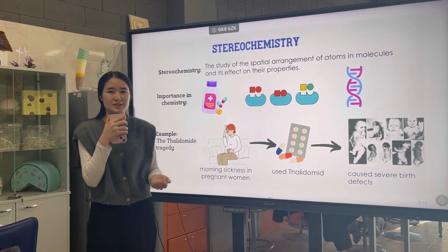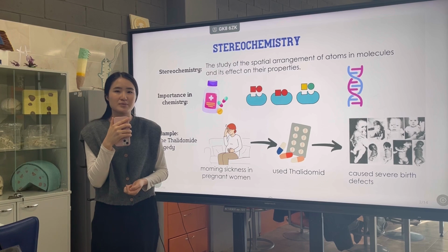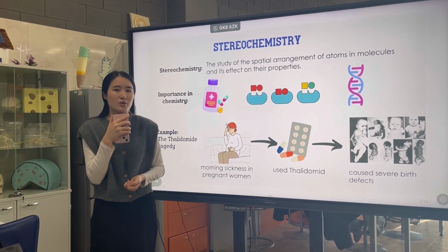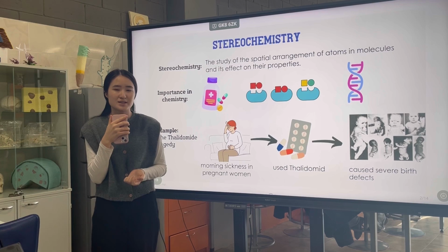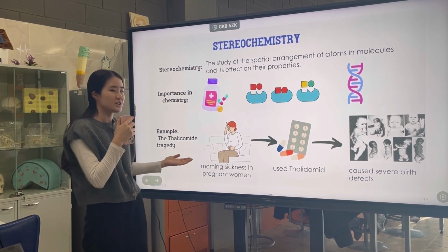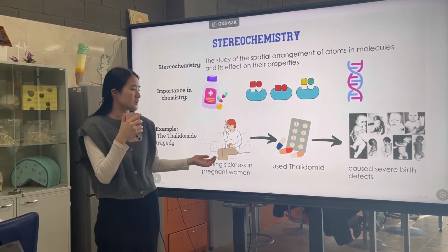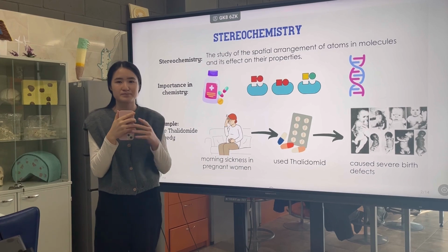Stereochemistry is not just a theoretical concept. It has profound implications in real life. One of the most tragic examples of its importance is the thalidomide tragedy that occurred in the 1950s.